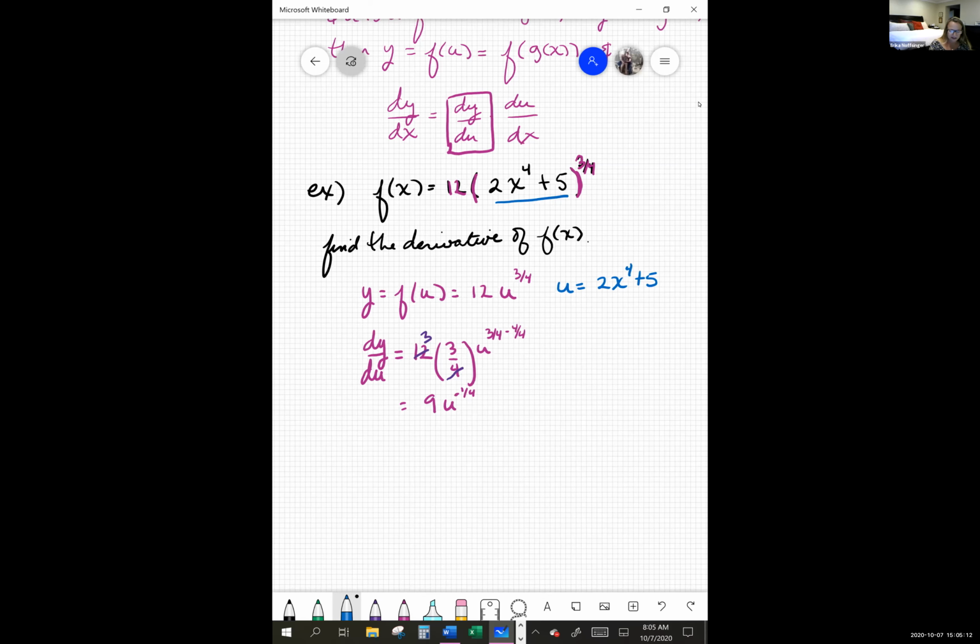And so now let's take the derivative of u with respect to x, so du dx. Using our power rule, bring our power down front and multiply it by the number in front. So 2 times 4. Subtract 1 from our power, so 4 minus 1. And then the derivative of a constant 5 is 0. So du dx is equal to 2 times 4 is 8 times x cubed.